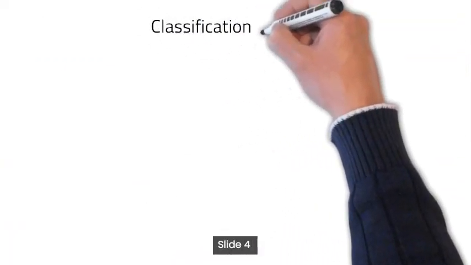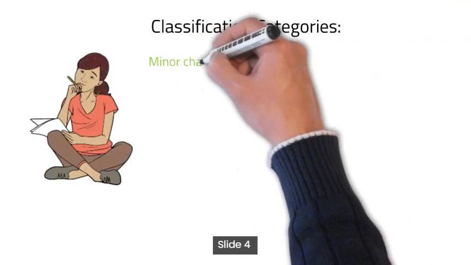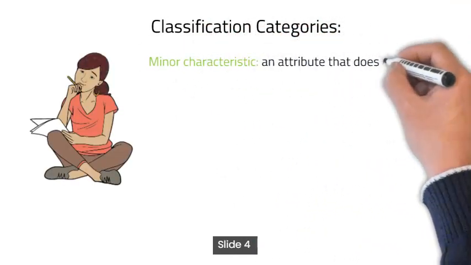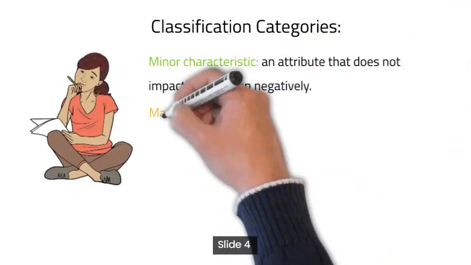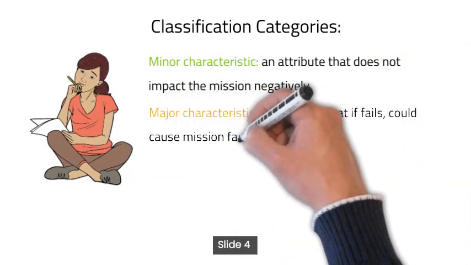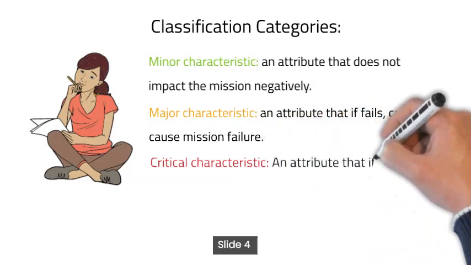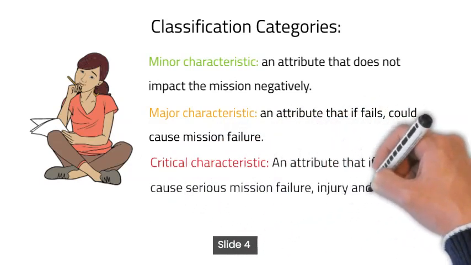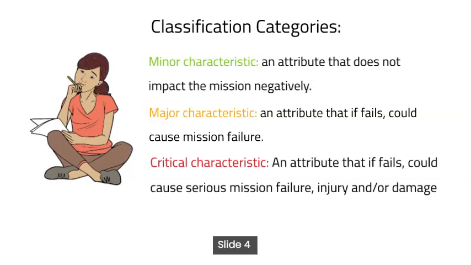Classification categories: minor characteristic, an attribute that does not impact the mission negatively; major characteristic, an attribute that if fails, could cause mission failure; critical characteristic, an attribute that if fails, could cause serious mission failure, injury and/or damage.